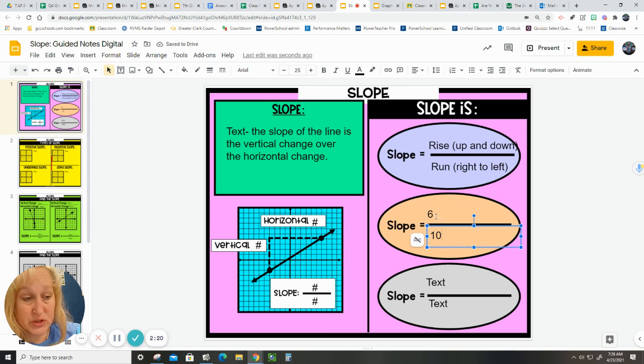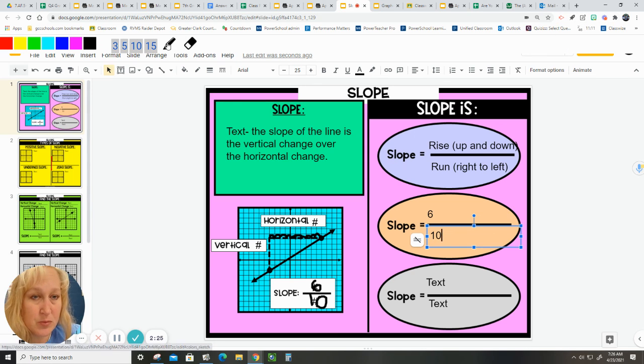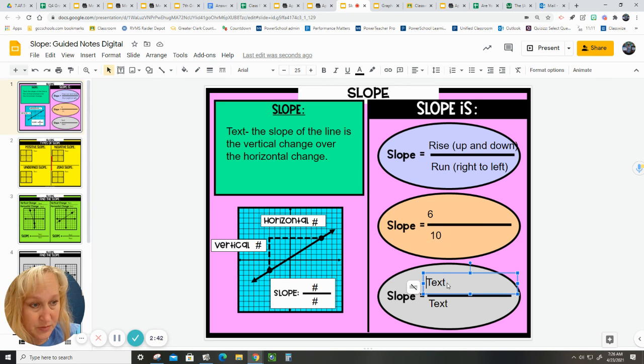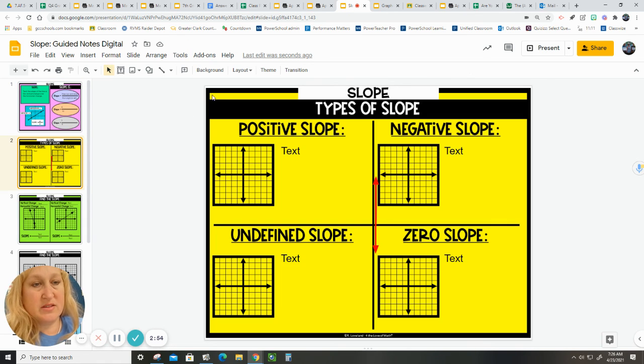And if we were to reduce this, these are both divisible by 2. So this would end up being 3 over 5. So the rise over run for this one will be 3 over 5. So at this point, that's as far as we've gotten in terms of the definition. We're going to continue on and go to the next slide.